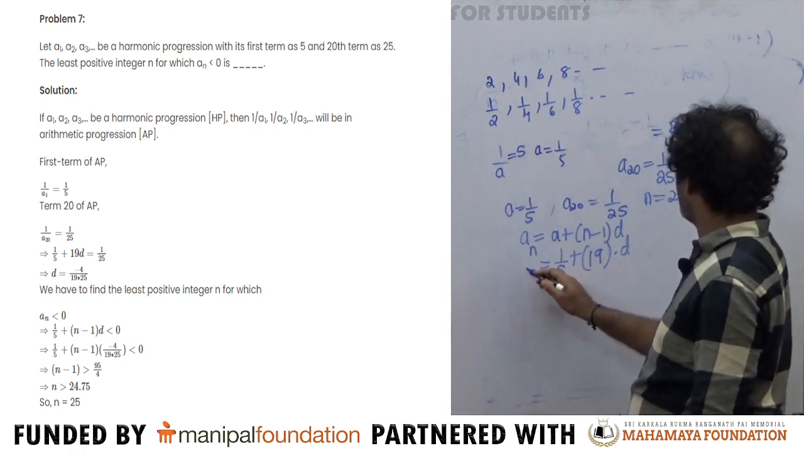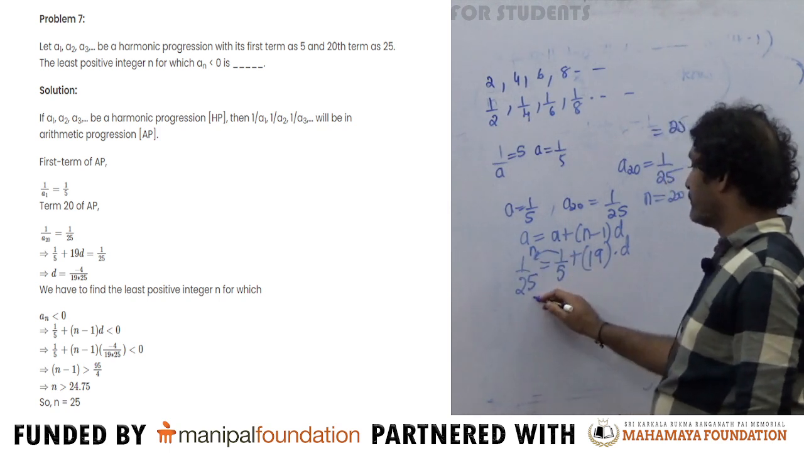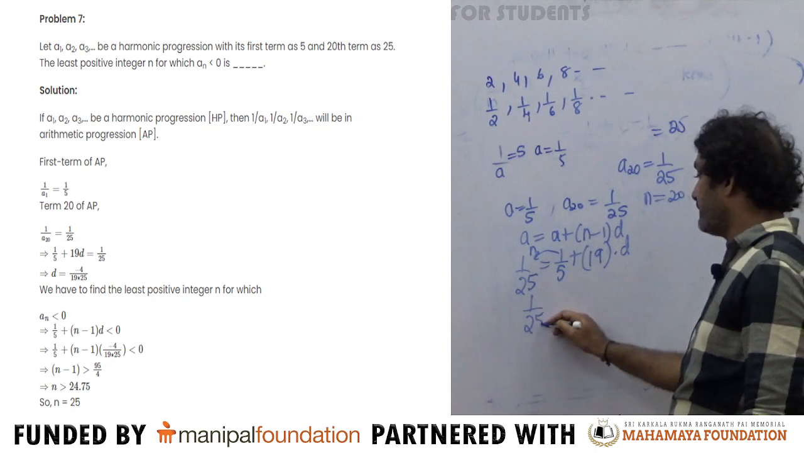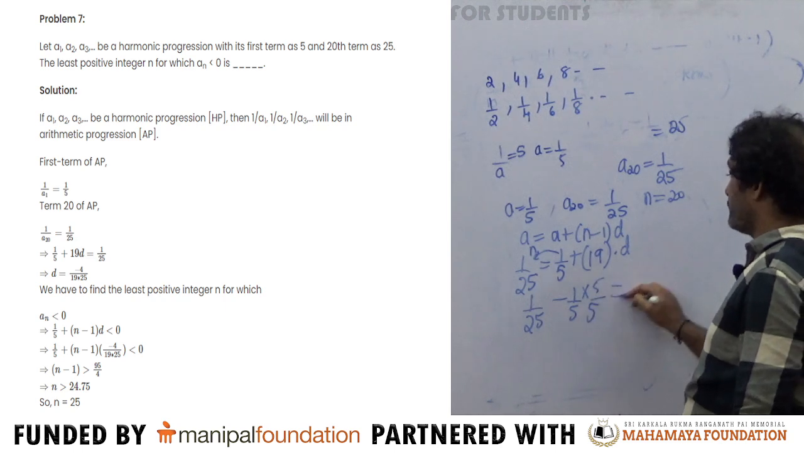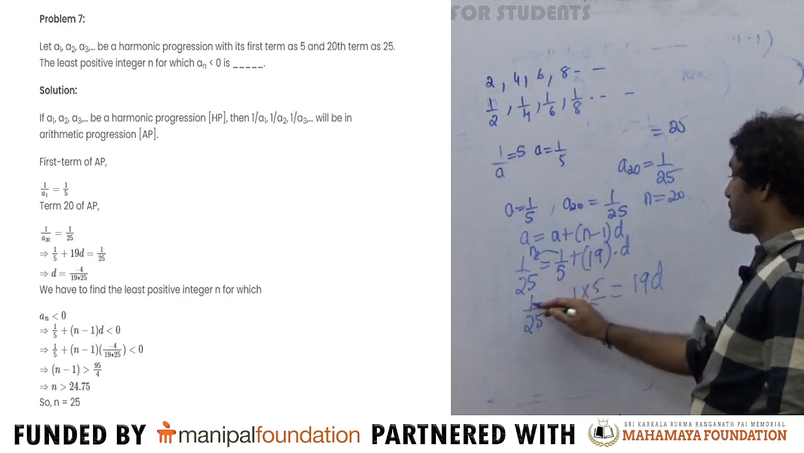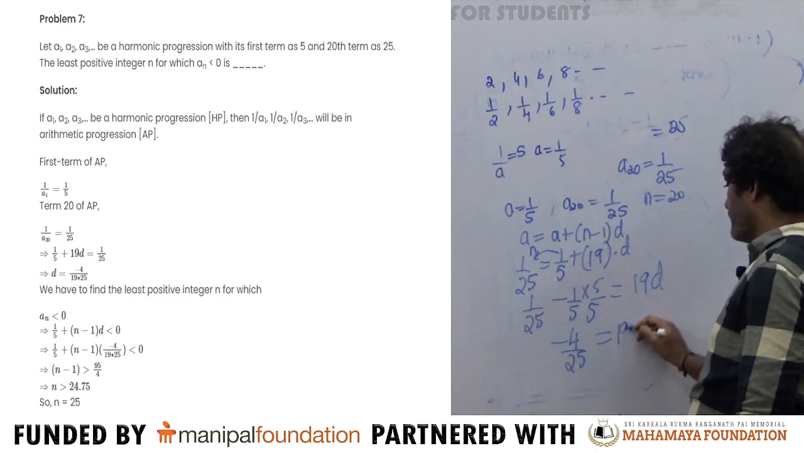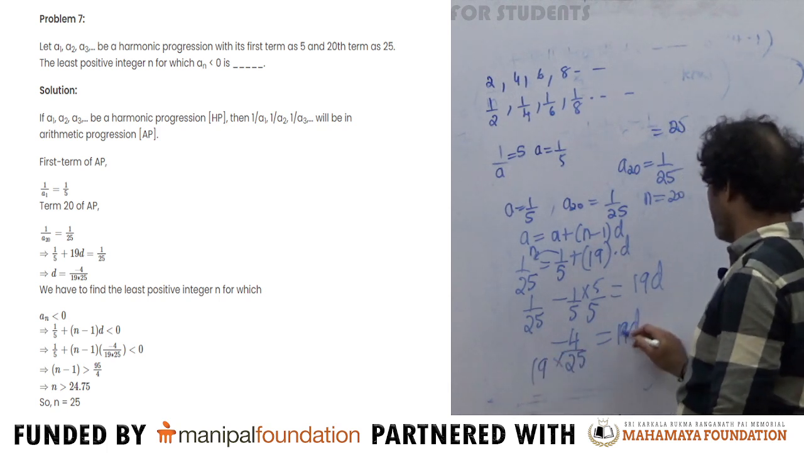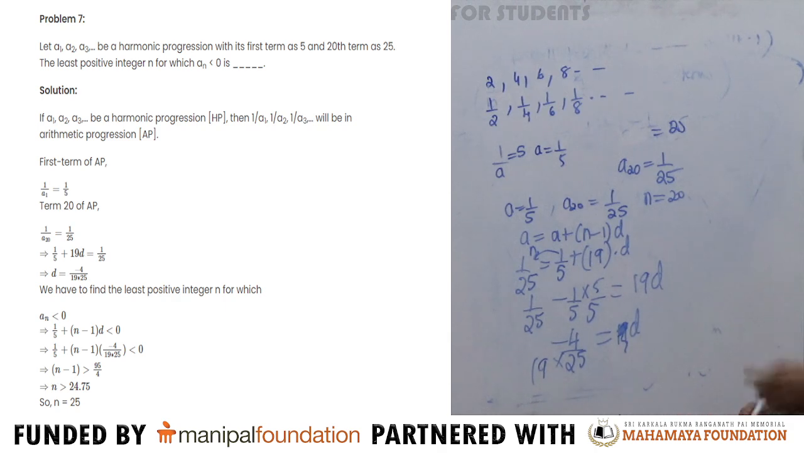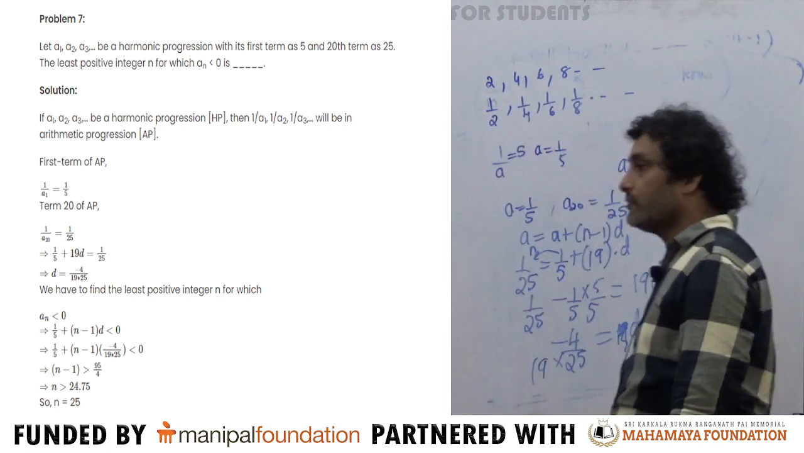But AN is 1 by 25, right? I'll move it here. So won't it be 1 by 25 minus 1 by 5? I'll multiply by 5, divide by 5 to make our work easy. So 1 minus 5 is minus 4 by 25 equal to 19D. So if I want D, that 19 will come here. Did you all follow? So we got the value of D as what? Minus 4 by 19 into 25.